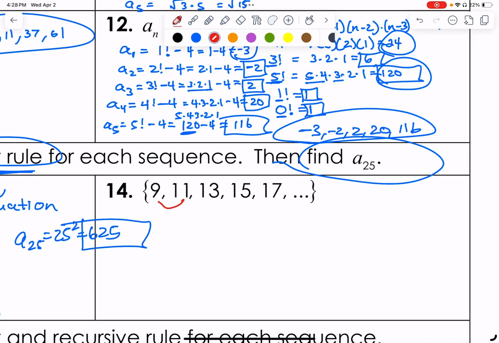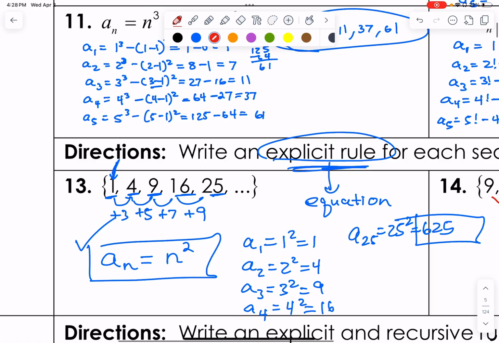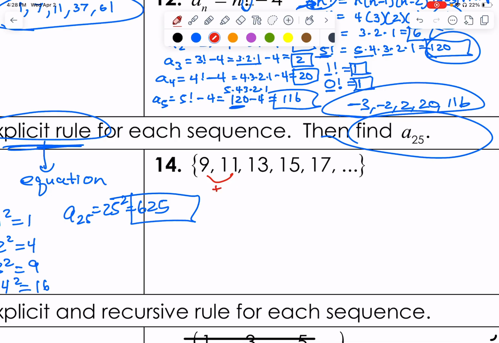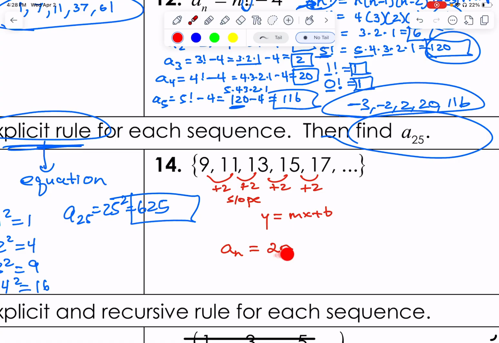The next one actually is a linear pattern. Linear is when it goes up by the same thing every time. So this was perfect squares. Perfect squares always ends up being a quadratic, a parabola. See, this one is going up by 2's every time. So that's just like slope. This is like slope of a line. So think y equals mx plus b. So my explicit rule will be a sub n is equal to 2n, because it's going up by 2 every time. Repeated addition is multiplication.